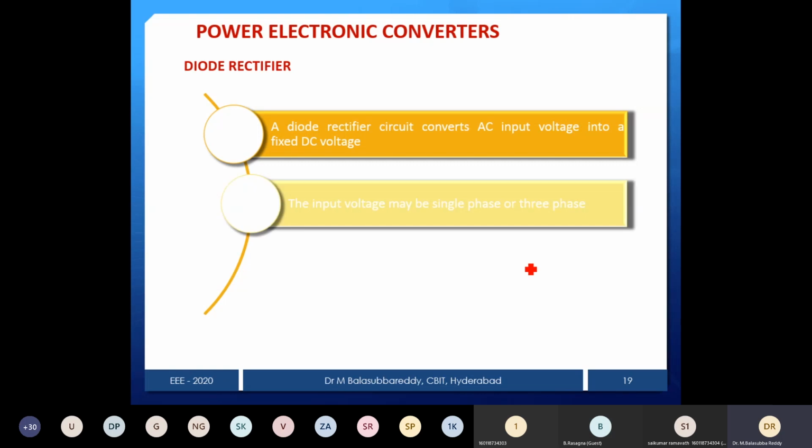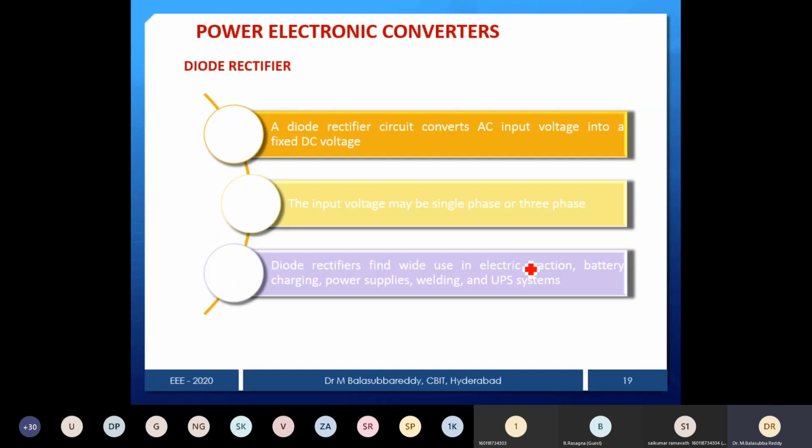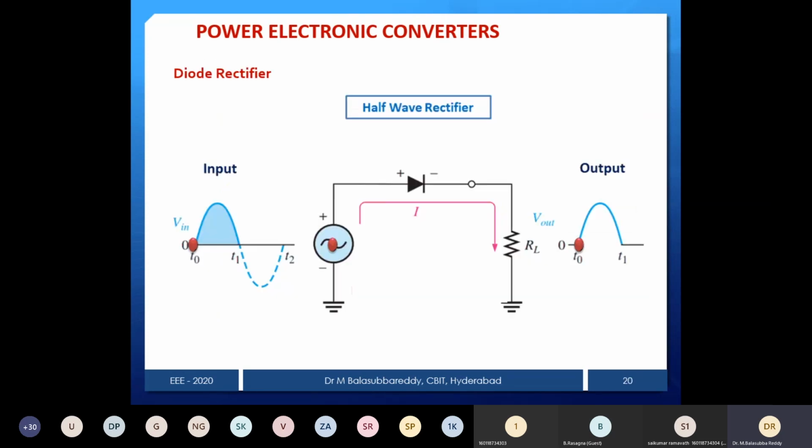Another point is single phase or three phase. Single phase diode rectifiers are there, three phase diode rectifiers are there. It depends on your output requirement. You connect single phase input or three phase input. If you need more power or large outputs, you require high voltage on the output side, so input must be three phase. There are a lot of applications, I have given only a few here. You can use battery charging, power supplies, welding, UPS systems and electric traction systems like that. Many applications are there for a diode rectifier.